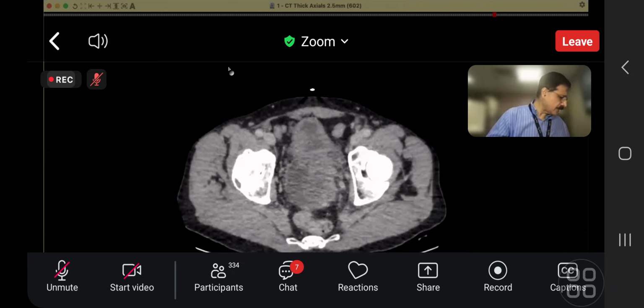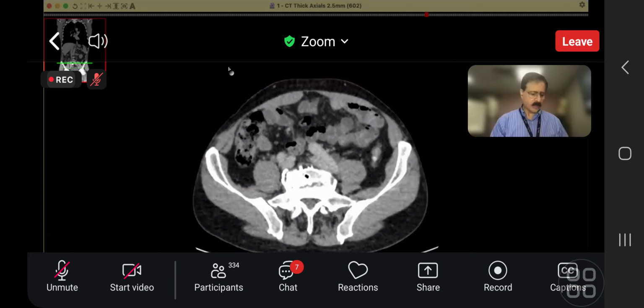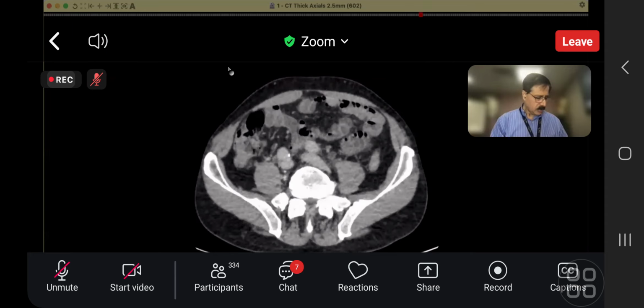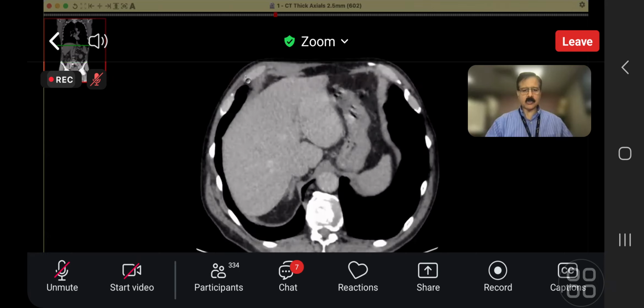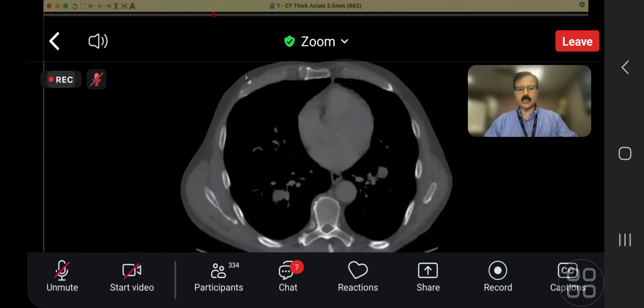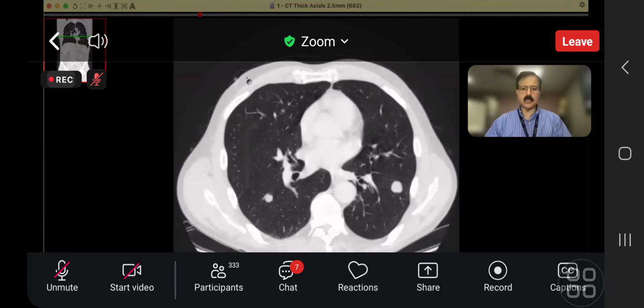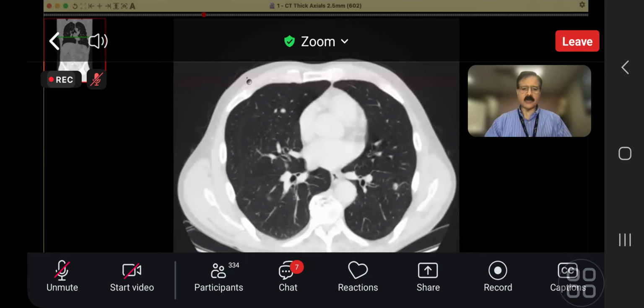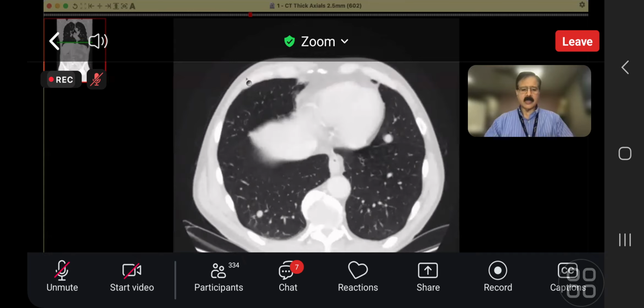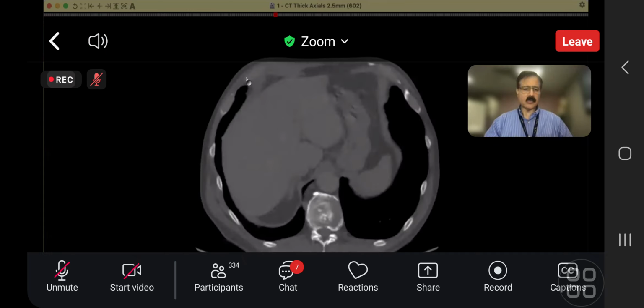Now, this is a case of 71-year-old male, loss of weight, and they are worried about malignancy. So it was a CT chest, abdomen, and pelvis. And because of time factor, let me show you the chest part. I'm just going to go through the chest part instead of giving you the mouse. You can see the finding on the chest part. And now we are in the abdomen.